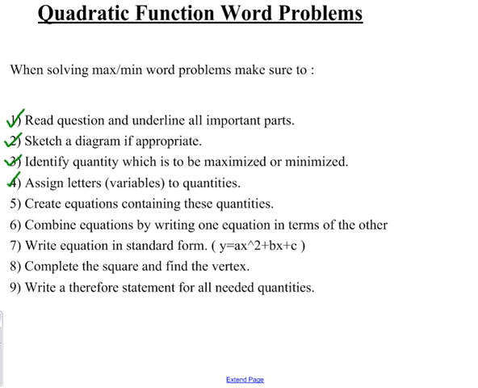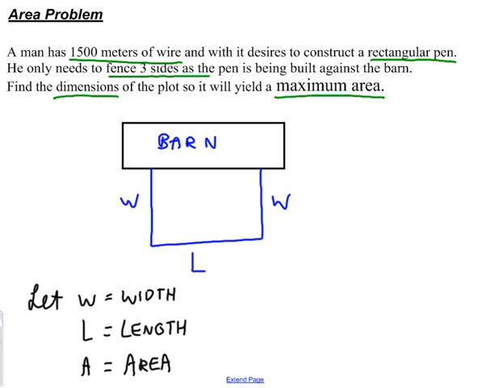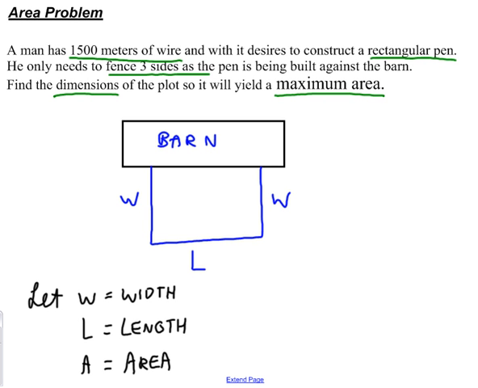All right. We could make a chart just like we did with that profit question the other day. One column would be width, one column would be length, and one column would be area. Okay, but we should be getting a little bit better at this. So I'm going to go right to the equation after I identify the parts. So we're trying to maximize area, and we're talking about a rectangle. What is the formula for area of a rectangle? Well, area of a rectangle is length times width.